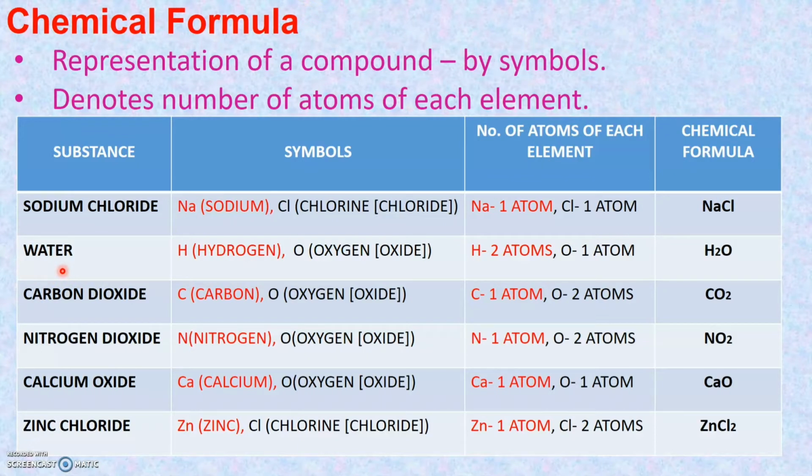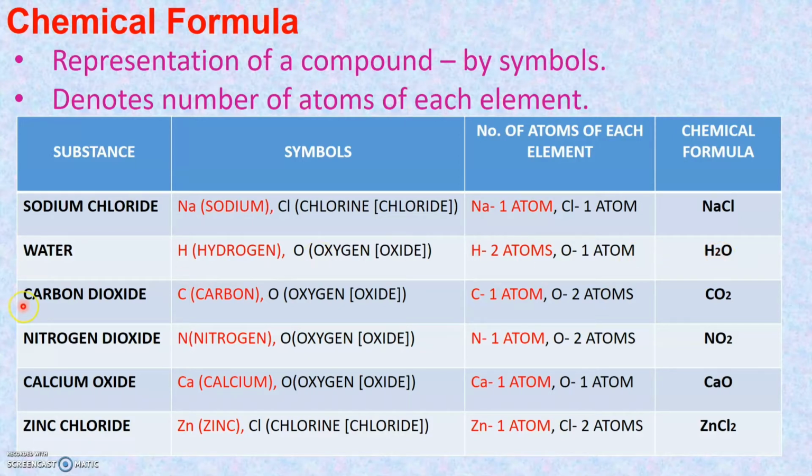The chemical formula of the compound water is H2O. Here, hydrogen and oxygen, which are two different elements, combine together in order to form the compound water. Here we see that two atoms of hydrogen combine with one atom of oxygen in order to form the compound water with the chemical formula H2O. Since the number of atoms that are present for the element hydrogen is equal to 2, we write it as a subscript here.